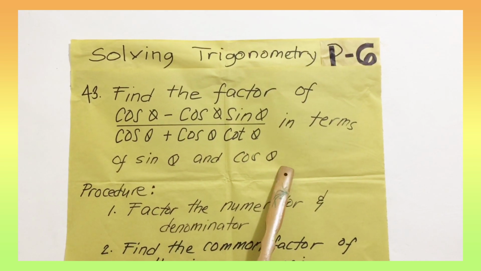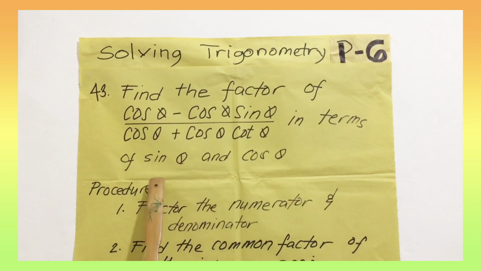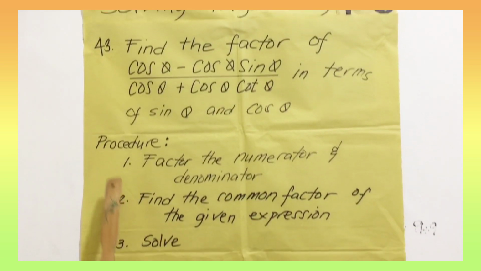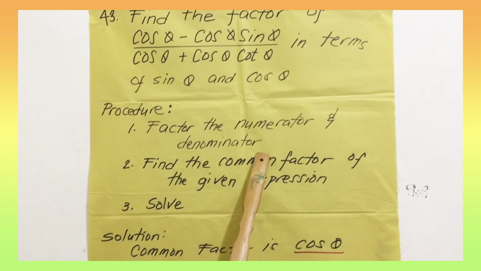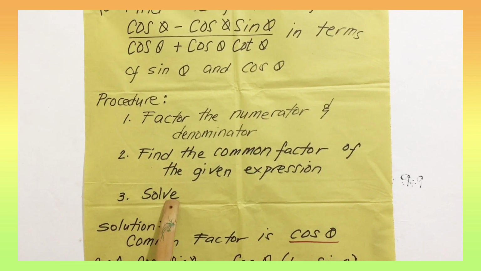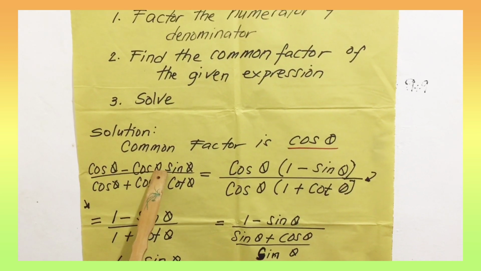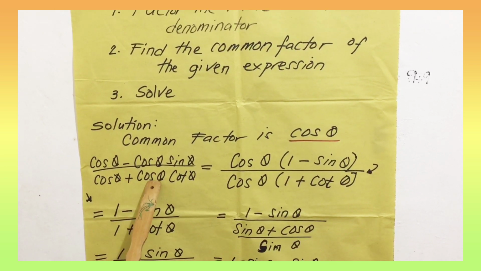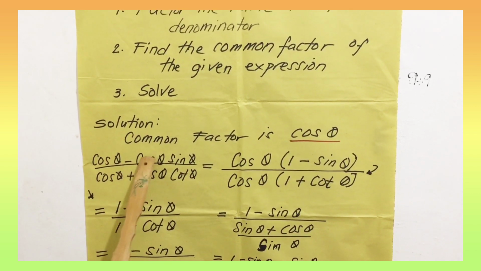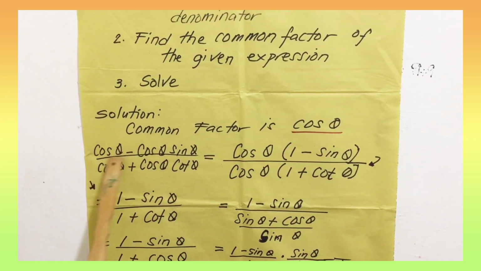So the required is to find the factor of this given trigonometric expression in the form of sine theta and cos theta. Our procedure: number 1, factor the numerator and denominator; second, find the common factor of the given expression; and third, solve. Our solution: in this given expression, the first procedure is to factor the numerator. To factor the numerator, we find the common factor of the numerator.